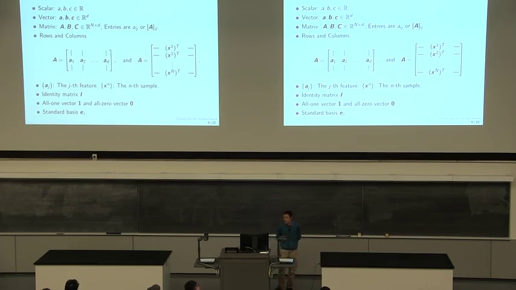Okay, and so if I have identity matrix, it will be I, all one vector it will be 1, all 0 vector will be 0, and then a standard basis, it will be e_i. It means that you have a column vector, only the ith element is 1, otherwise it will be 0. Okay, so that's the basic notation.